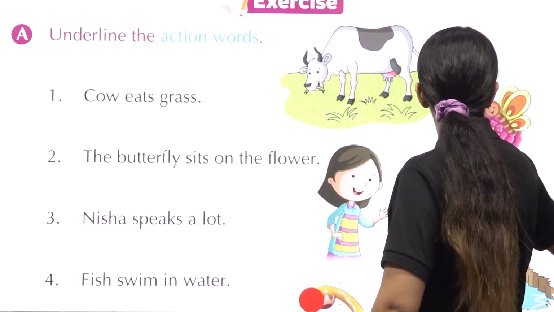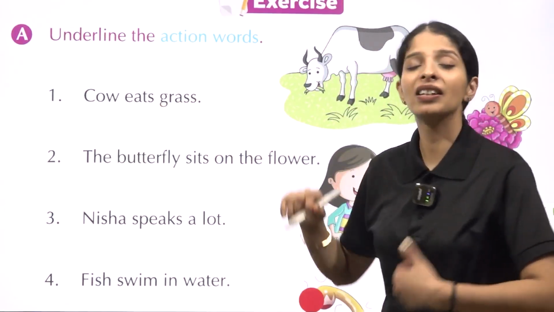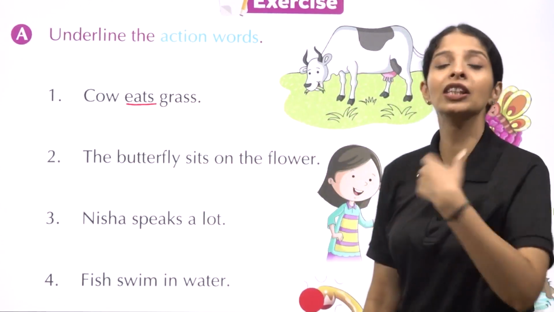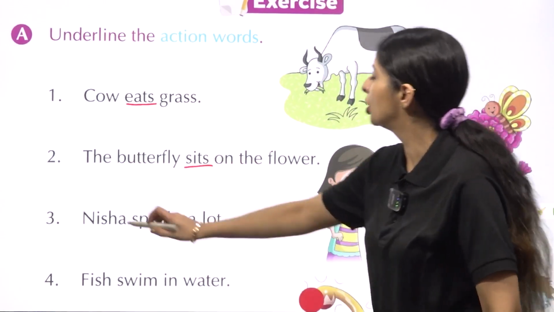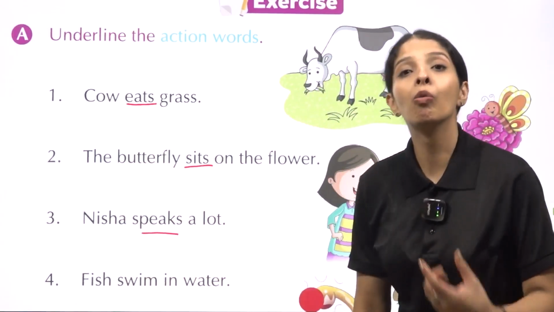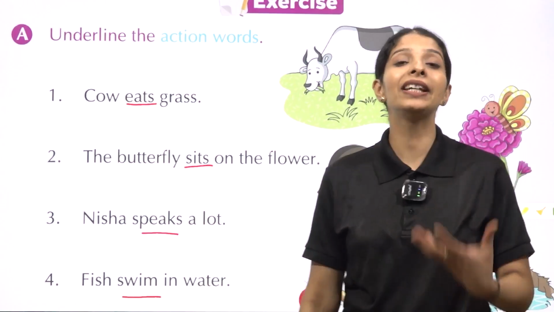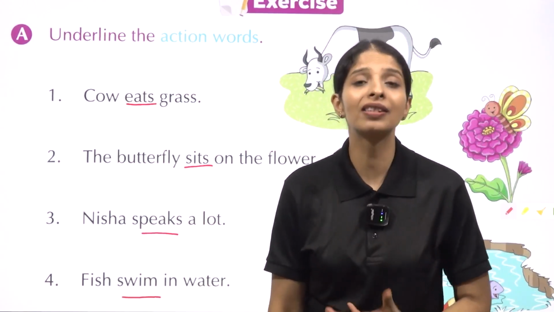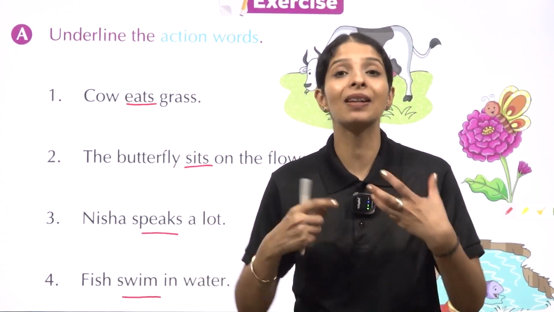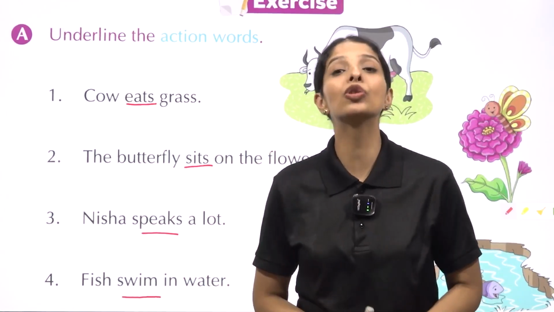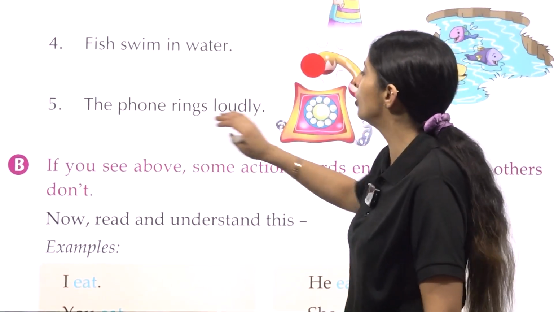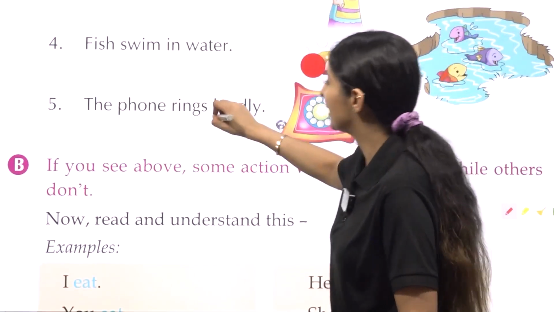Underline the action words. Cow eats grass, eats. The butterfly sits on the flower, sits. Nisha speaks a lot, speaks. Fish swim in water, swim. So all these are action words. They tell us what the person, animal or thing is doing. Like our subject, what our subject is doing. So these all are action words. The phone rings loudly, rings.